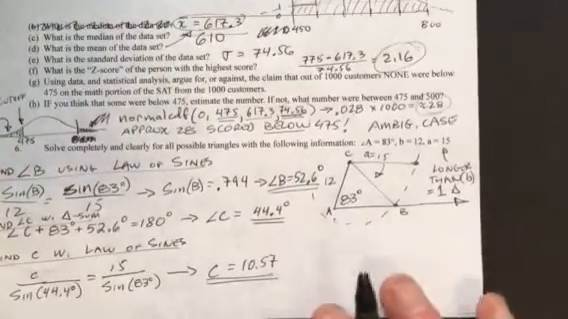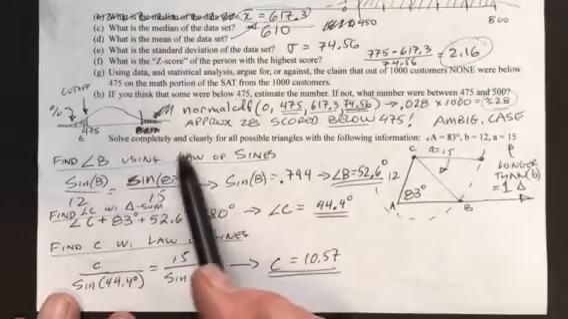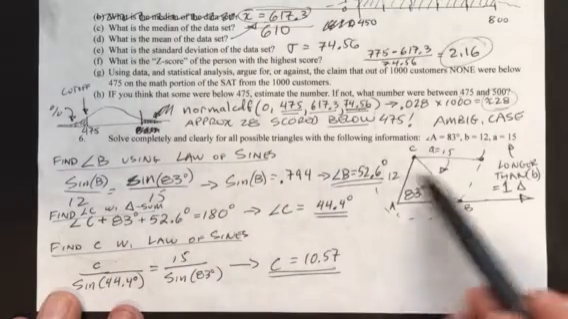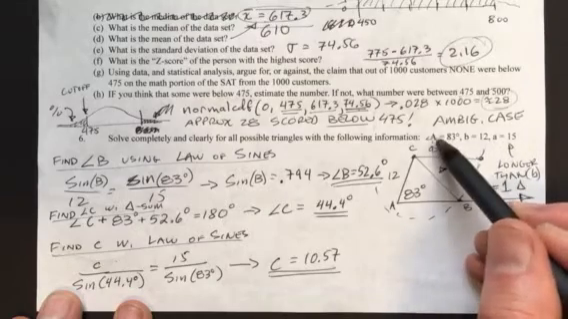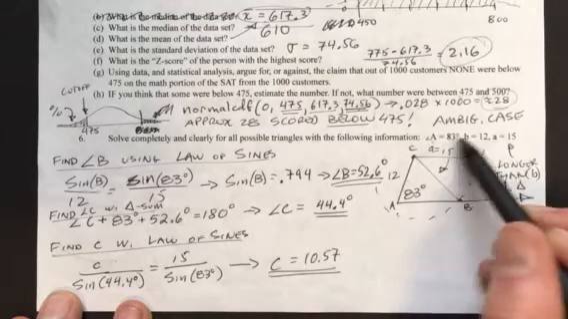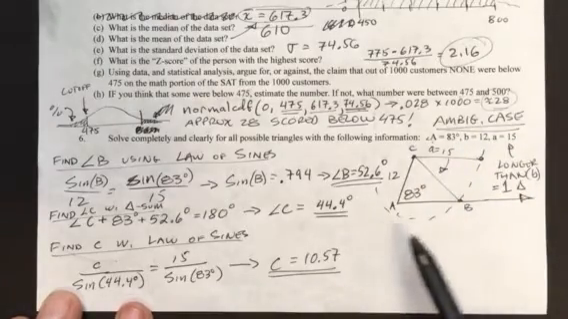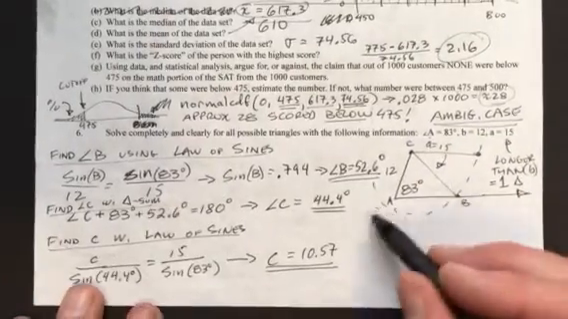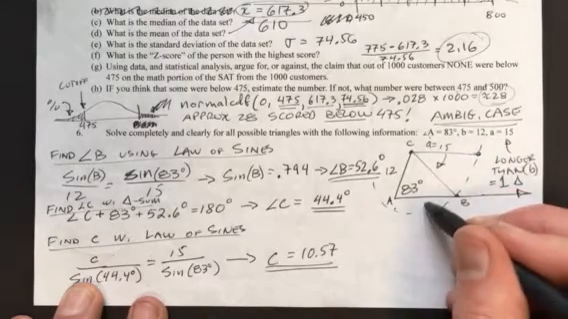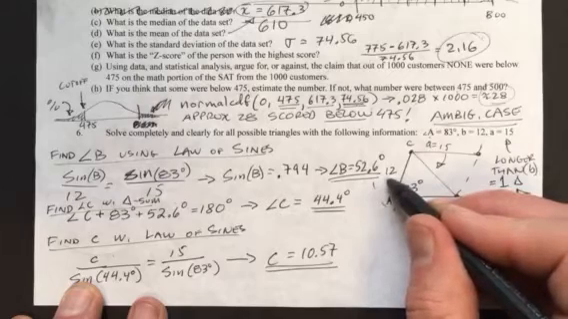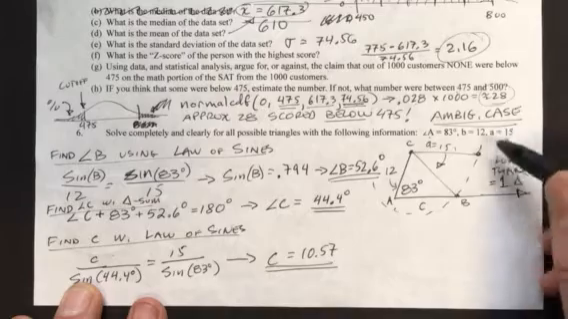Okay, we're on to the last one here. Solve completely and clearly for all possible triangles. We have an angle and two sides. Unfortunately, when you see angle A and side A repeat, this is the ambiguous case. The ambiguous case is tricky in that we want to draw it carefully, draw the unknown side across the bottom. So if we know A and B, this is C. Or B is 12 right here, and this is the side that's hinging, that's 15.